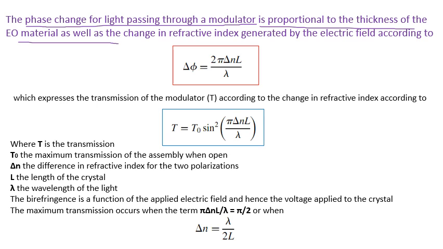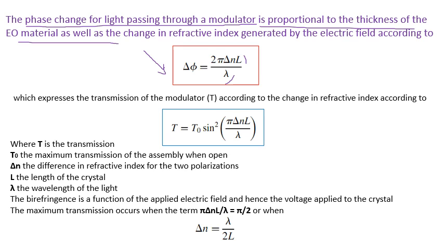So mathematically we can write it like this: delta phi, the phase change, is equal to 2 pi delta n L over lambda. Here 2 pi is a cycle, delta n is the refractive index change, L is the thickness or the length, and lambda is the wavelength. So basically this phase phi is directly proportional to L and inversely proportional to lambda.